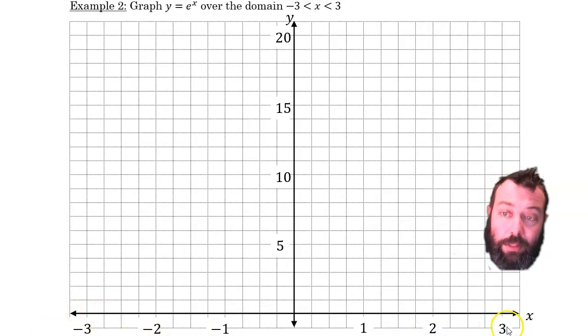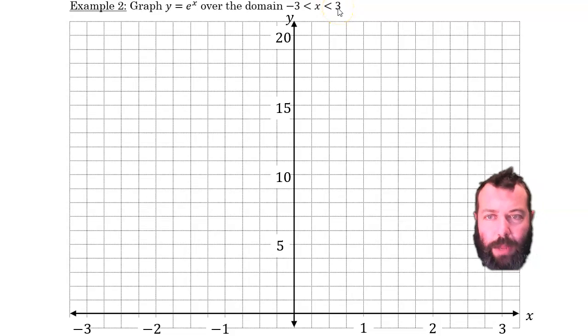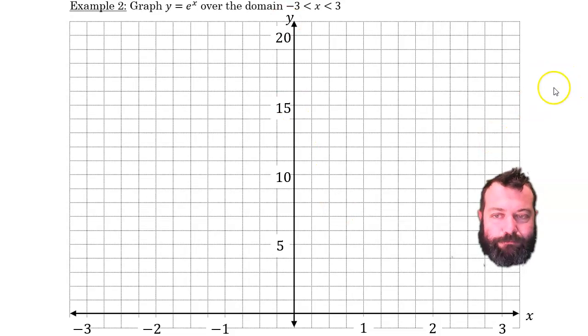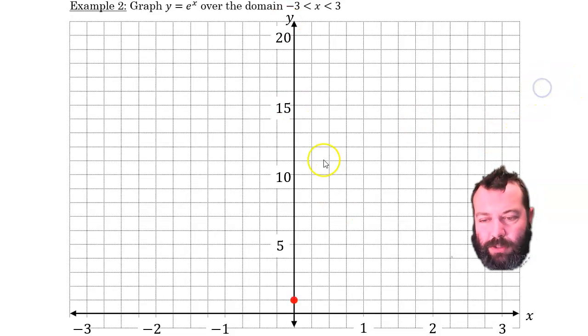I want to go from -3 to 3, that's fine. And look, if I punch into my calculator e to the power of 3, I get a number that's about 20. So I need to go up that far. So, let's start with the easy ones.